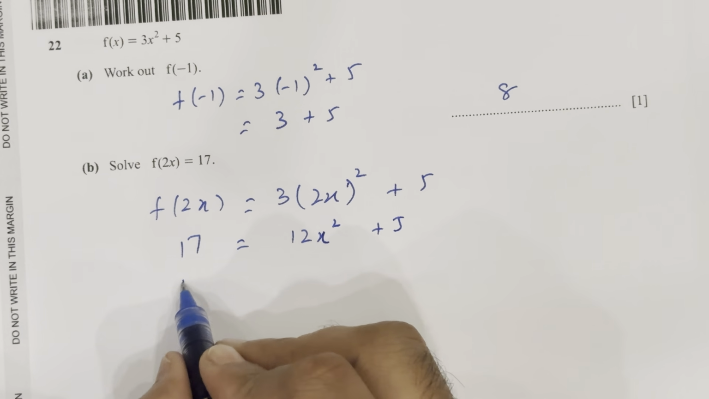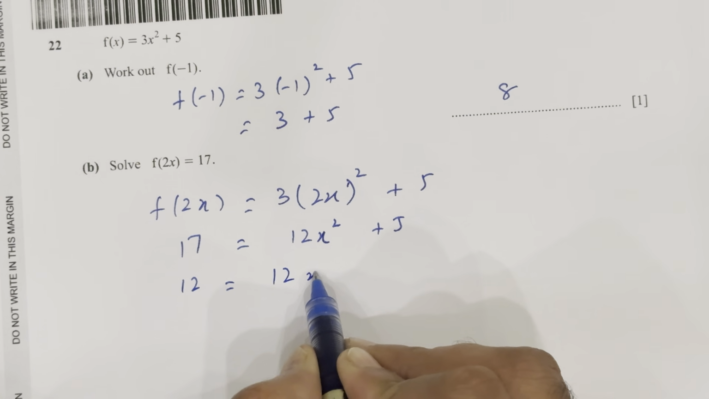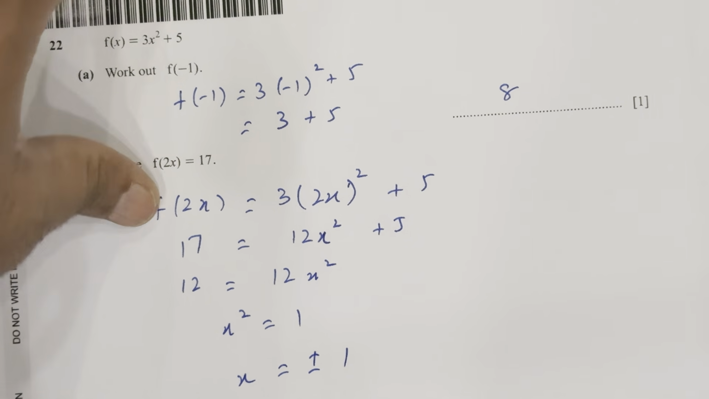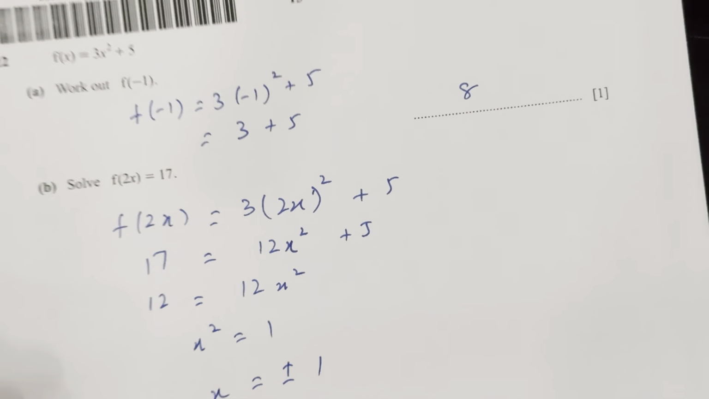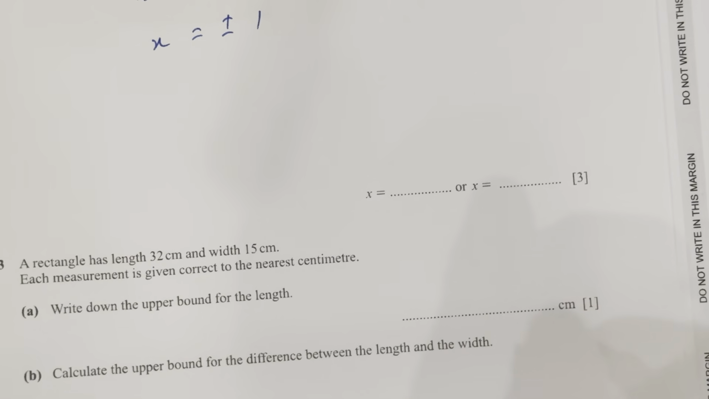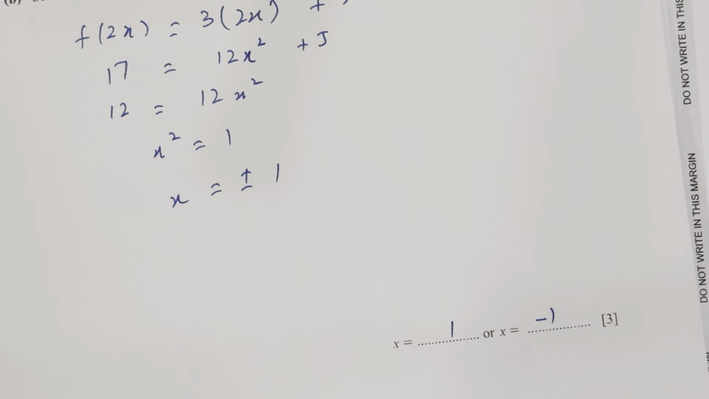So solving it, it would be 12. 17 minus 5 is 12. Then it is equal to 12x squared. Then x squared is equal to 1. Taking the square root, x is equal to plus or minus 1. So we get the two values of x, that is, x is equal to plus 1 and minus 1. Okay, this was an easy question.